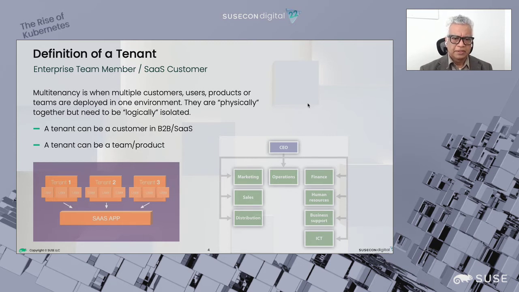Now here are some examples. For example, in a company, you have many departments: marketing, operations, finance, and so on. Well, they could all be tenants and within the same cluster or multiple clusters. Or you could have a team or a product, and that could be a tenant, and it could also be on a single cluster or multiple clusters.